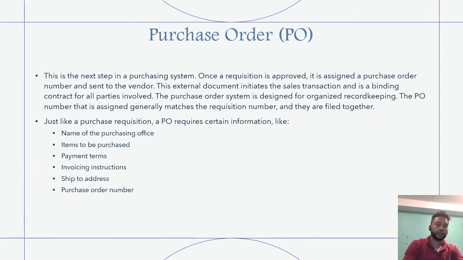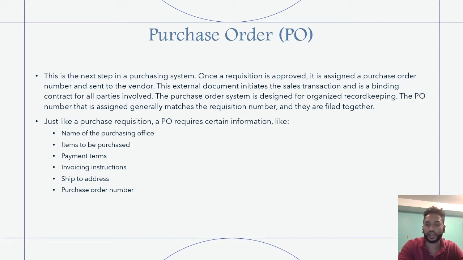So what's a PO? The purchase order is the next step in the purchasing system. Once a purchase requisition is approved, it is assigned a purchase order number and sent to the vendor. The external document initiates the sales transaction and is a binding contract for all parties involved. The purchase order system is designed for organized record keeping. The PO number that is assigned generally matches the requisition number and they are filed together.